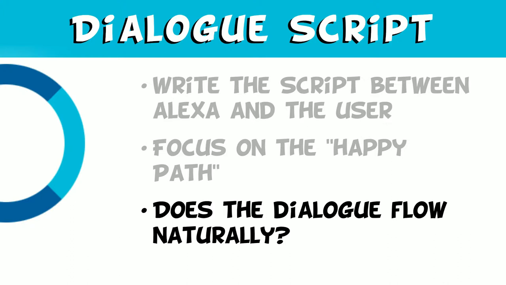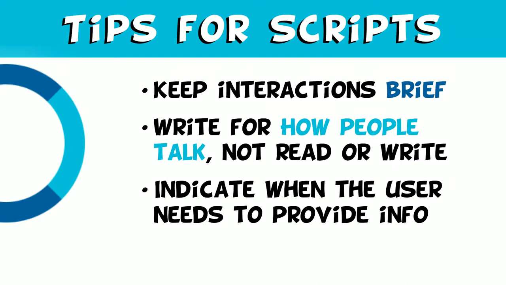So think about whether or not the dialogue flows naturally, or is it awkward, like I sound like a robot even though I'm a human? Am I making people talk like robots, are you doing that, or is this actually a natural thing that makes sense in a conversational context? So like I mentioned, keep the interactions brief. Write for how people talk, not how they read or write. So maybe grab a partner and try these scripts out in the real world instead of just staying in your head and writing things down. Indicate when the user needs to provide information, if that's part of it.